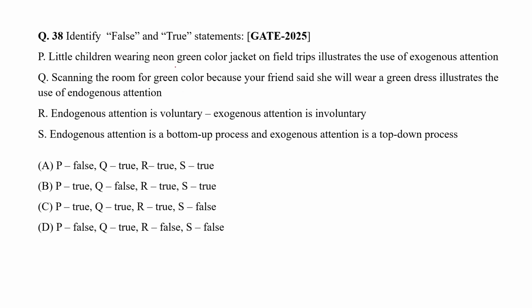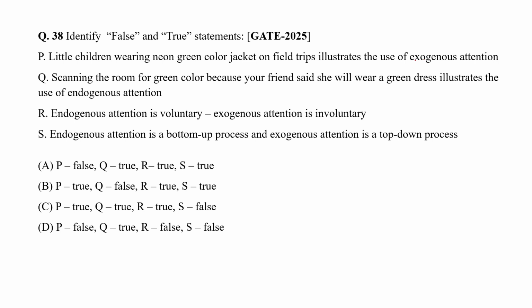Little children wearing neon green color jacket on field trips illustrates the use of exogenous attention. Second statement. Scanning the room for green color because your friend said she will wear a green dress illustrates the use of endogenous attention. Then we have endogenous attention is voluntary, exogenous attention is involuntary. Then we have endogenous attention is bottom up process and exogenous attention is a top down process. So now we should identify which all are the false and true statements among this.